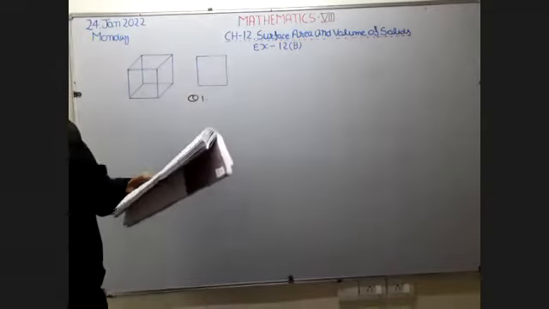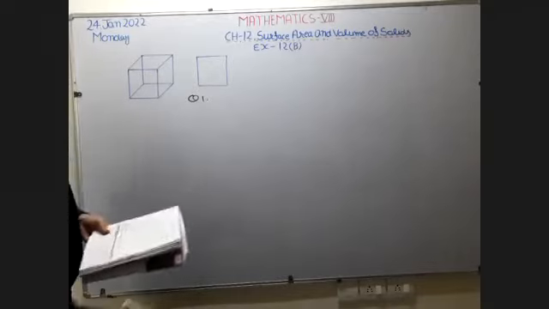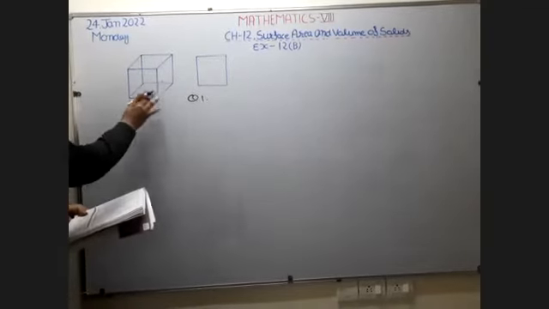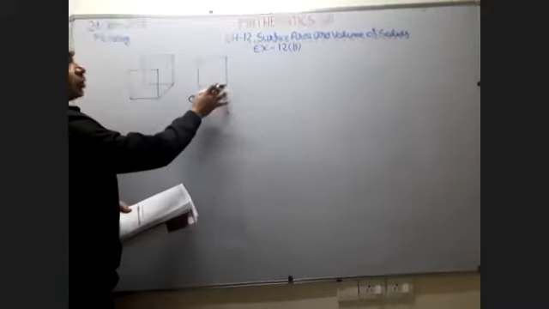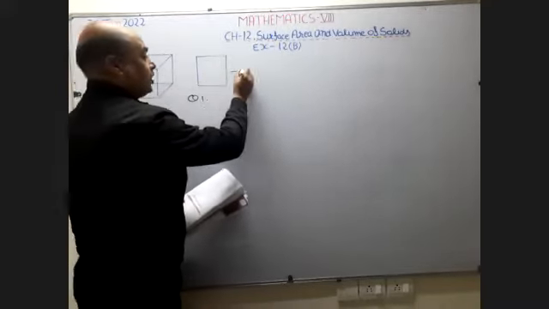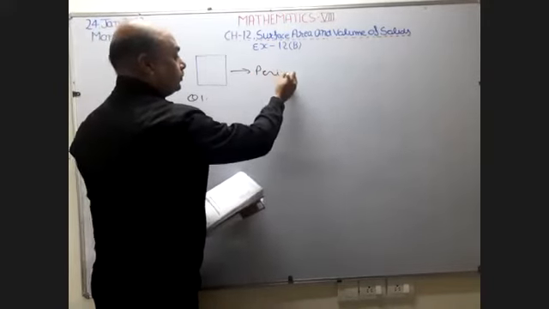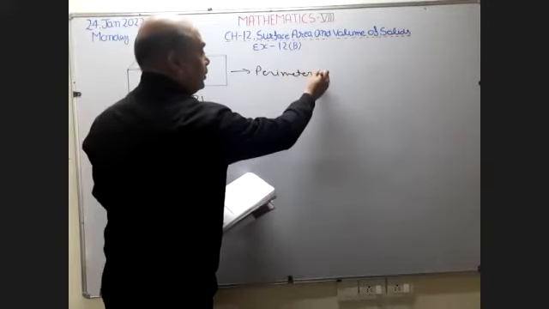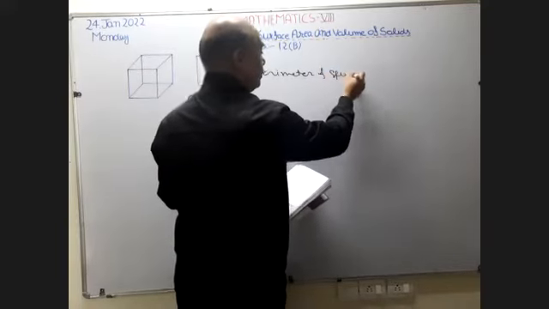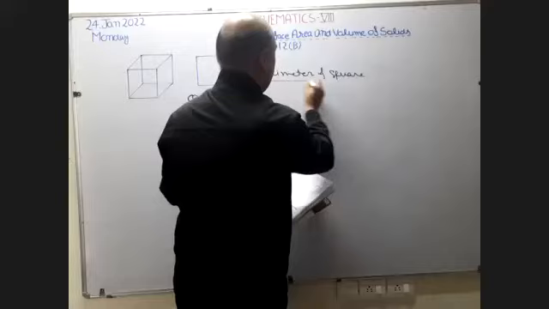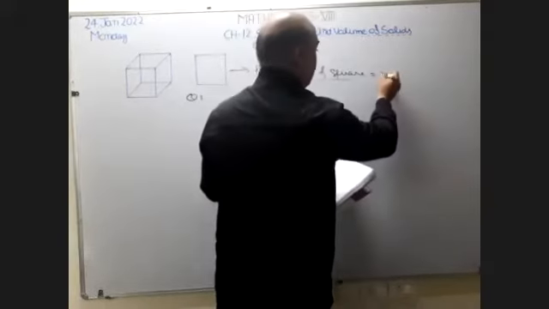The perimeter of one face of a cube is 20 centimeter. This cube is given. The perimeter of one face means I take this face. So see, this is the one face of the cube. The perimeter of this shape means a square is given. The perimeter of the square is given, which is 20 centimeter.